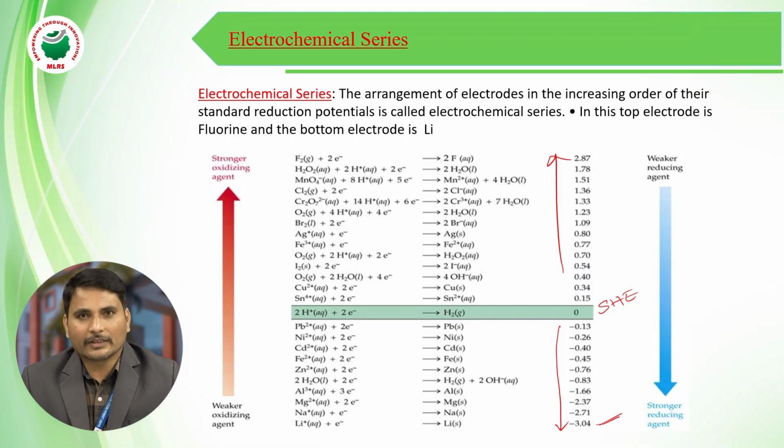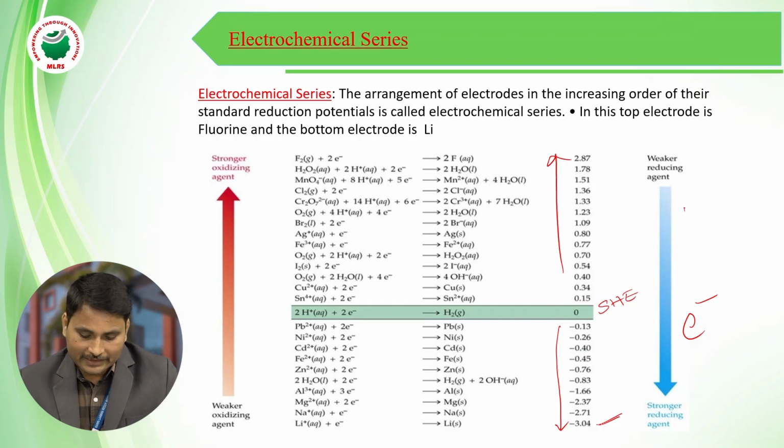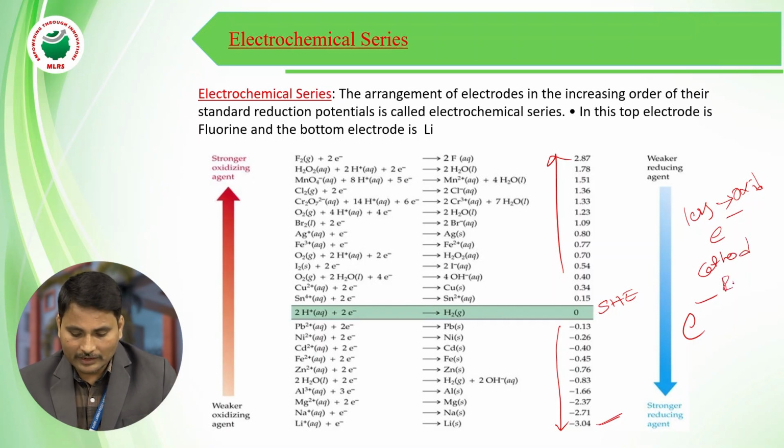Those with high reducing power easily undergo oxidation and release electrons. So based on this electrochemical series, we conclude that those with lower electrode potential easily undergo oxidation and release electrons, and the remaining act as cathodes and undergo reduction. This information we get from the electrochemical series.